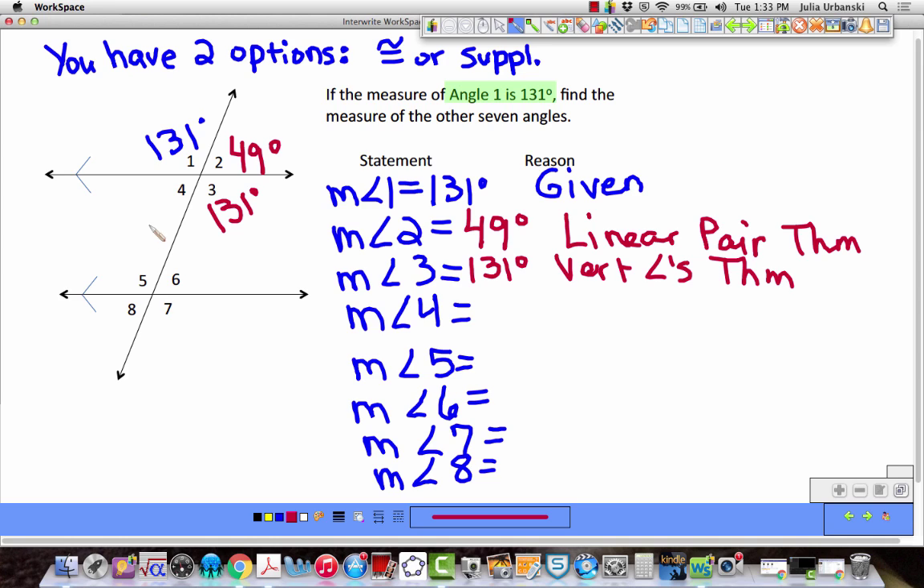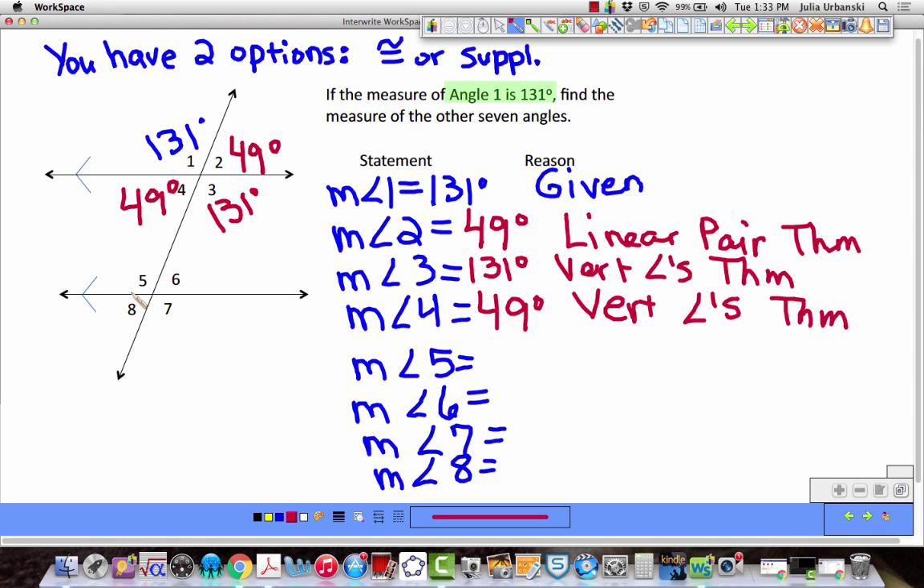Angle 4, what would you call this one? 131 or 49? 49. There's several different reasons. Vertical angles again. They are going to repeat because you only have two choices: equal to 131 or supplementary to 131. THM stands for theorem, vertical angles theorem.